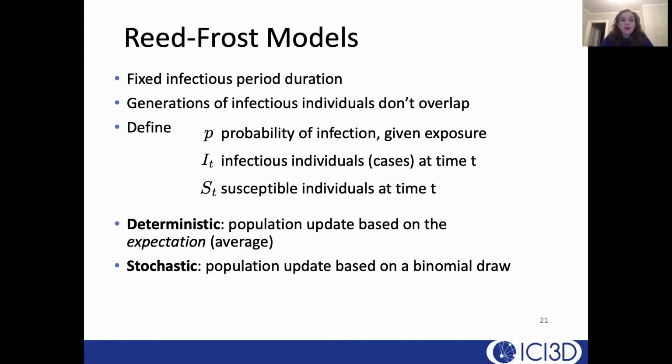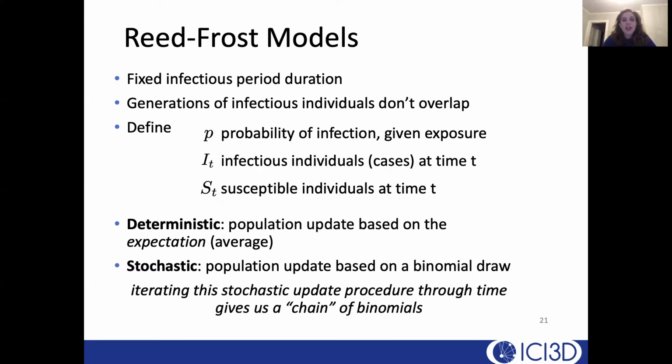So in this model, we have P, the probability of infection given exposure. I sub t is the number of infectious individuals or cases at time t. S sub t is the number of susceptible individuals at time t. And then we're going to have these two versions, the deterministic Reed-Frost, where the population update is based on the expectation or average, versus the stochastic version of the model, where the population update is based on a binomial draw, which we'll talk more about. And then iterating that procedure of drawing binomials is where the name chain binomials comes from.